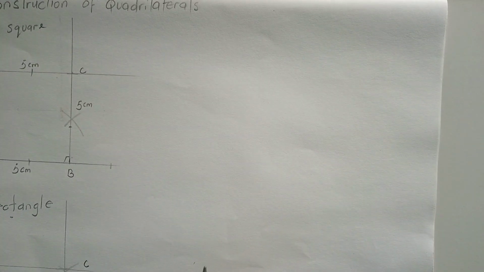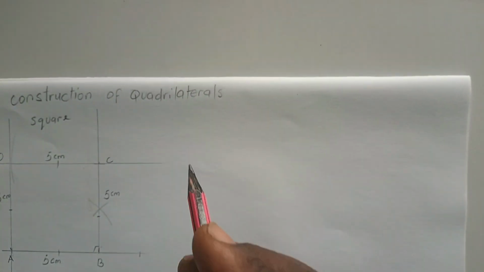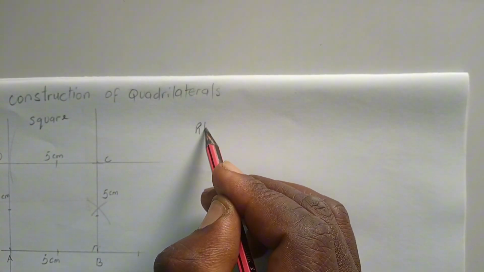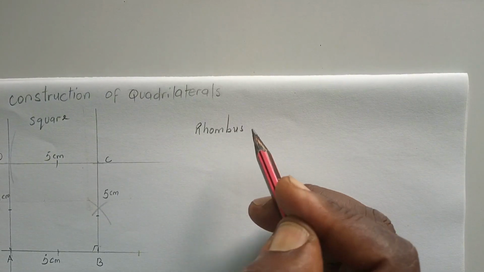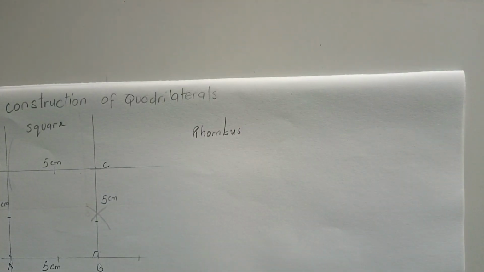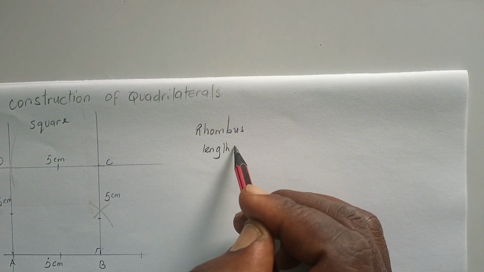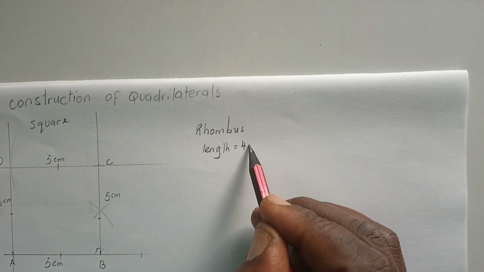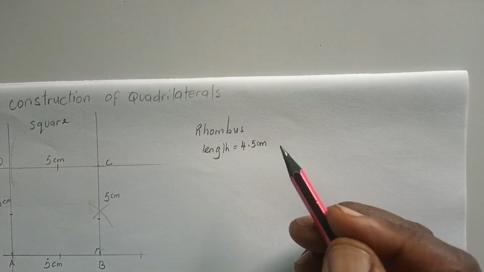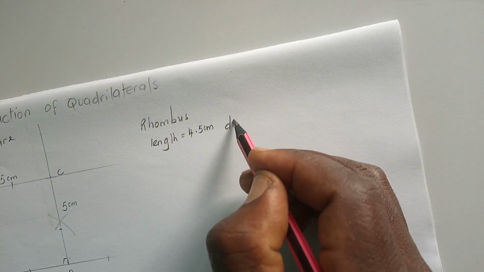Next, we move on to a rhombus. A rhombus, the measurement is 4.5 centimeters for the length, and the diagonal is 5.0.